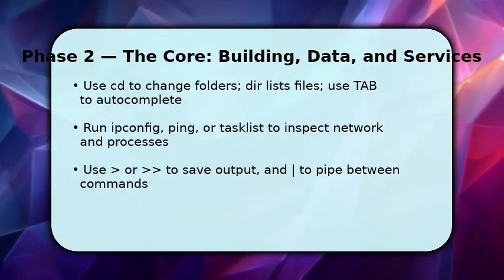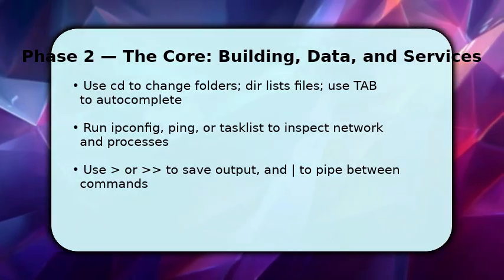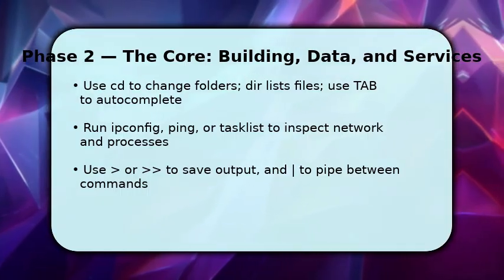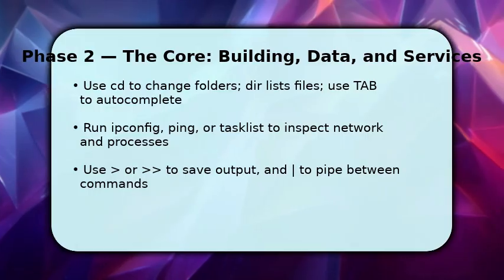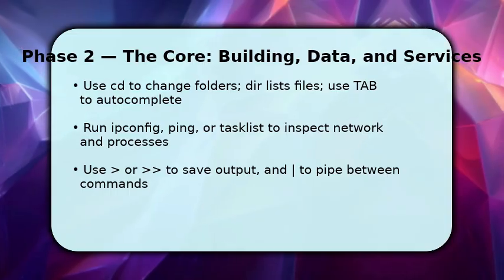Once the prompt is open, navigate with CD then list with dir. Use TAB for fast autocomplete. Change to the folder you need because relative paths matter. Run ipconfig to check network details, ping to test connectivity, or tasklist to see running processes.